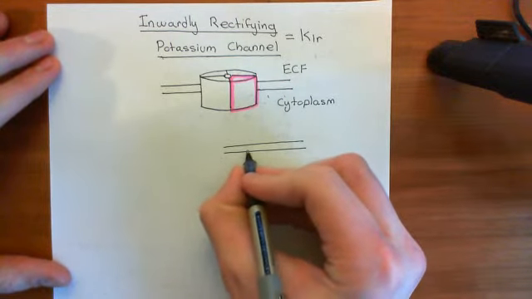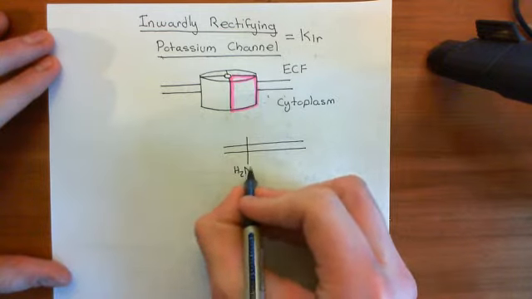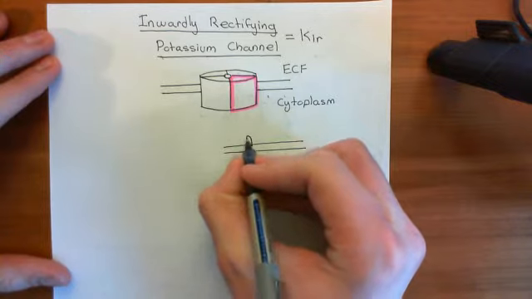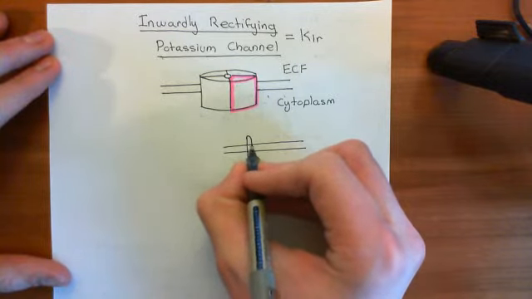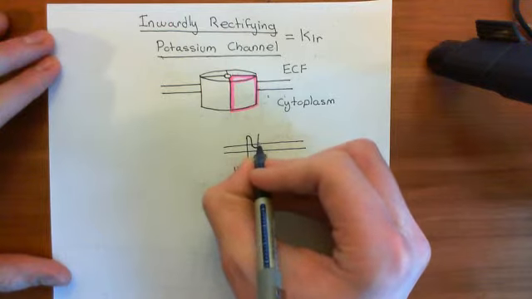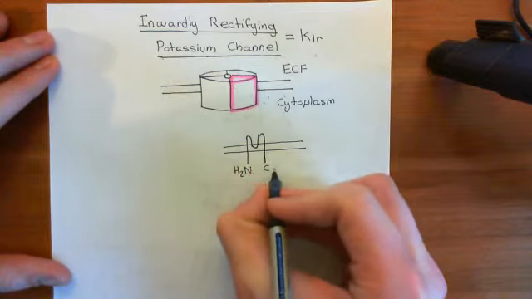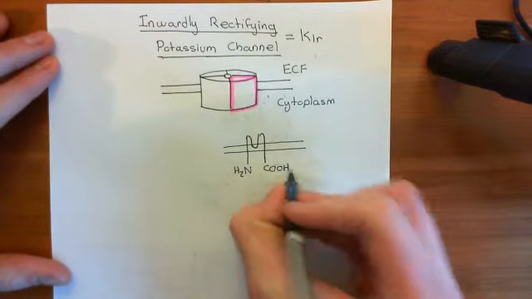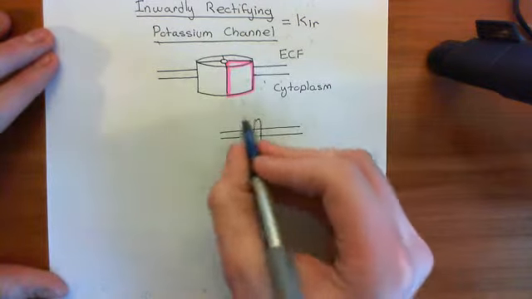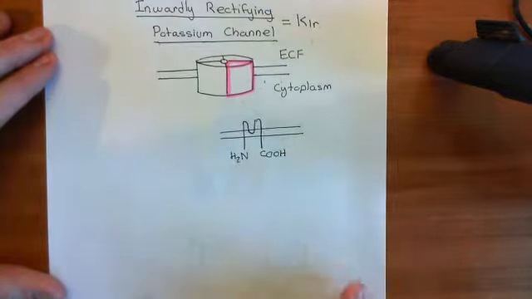What you have is the amino terminus on the intracellular aspect of the membrane, then firstly a membrane spanning alpha helix, then this P-loop which tries to get through the membrane but fails, and then the second membrane spanning alpha helix, and then you finish with the carboxylic acid terminus down here. So this is the membrane spanning topology of a subunit of an inwardly rectifying potassium channel.